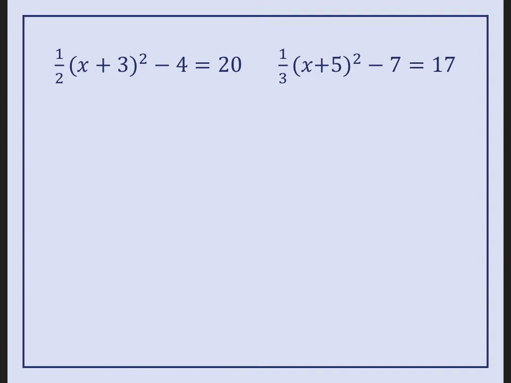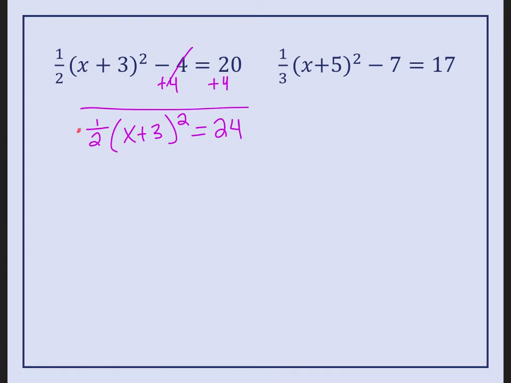My first step is still to move the 4 to the other side by adding 4 to both sides. And I have 1/2 times x plus 3 squared equals 24. Now I need to move the 1/2 to the other side. How do I move the 1/2? By multiplying by the reciprocal, because when I multiply by the reciprocal, these divide to 1. So then I have x plus 3 squared equals 48.